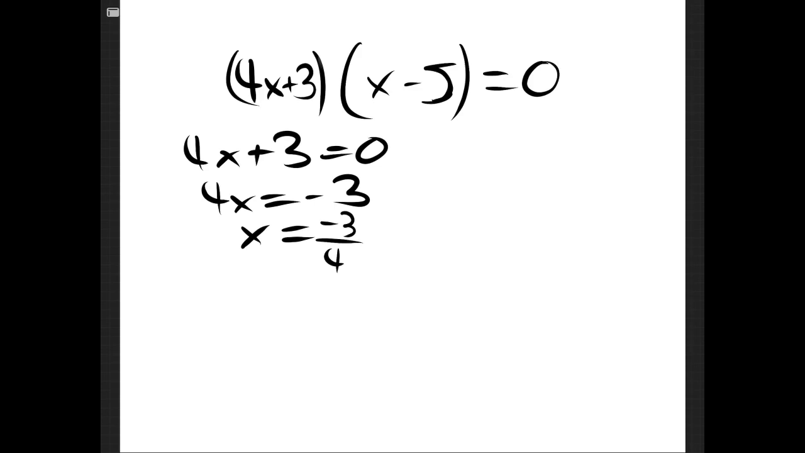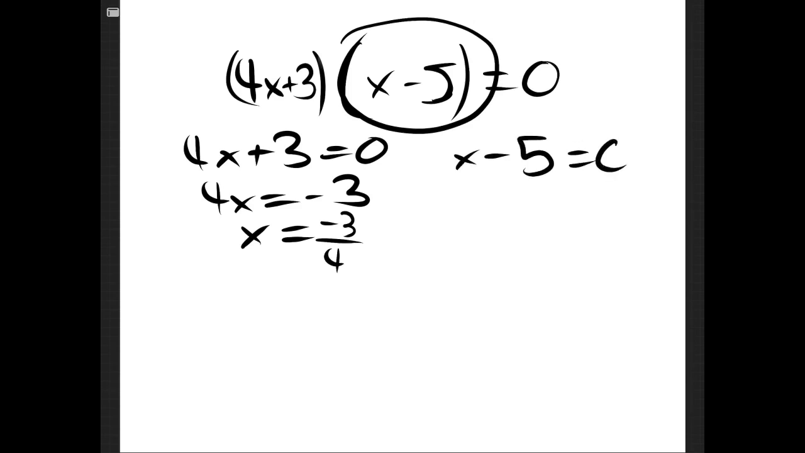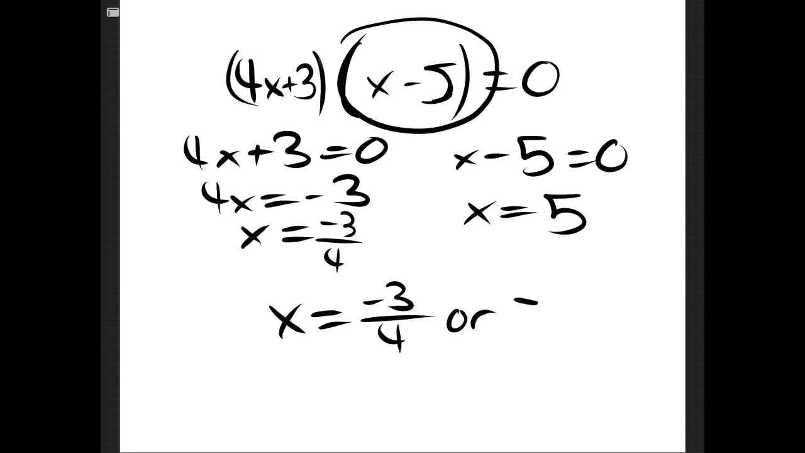But then we also have the other side, this factor right here. What we have to do with this is the same thing. x minus 5 equals 0, and then just solve this. It's really simple. x equals 5. So our solution for this problem would actually be x equals negative 3/4 or 5.